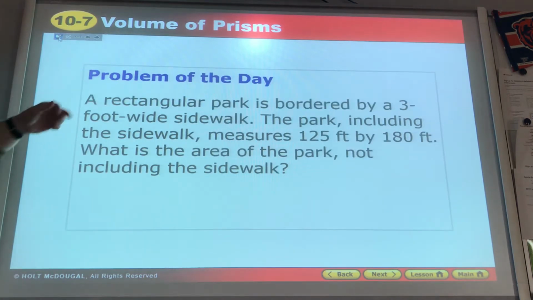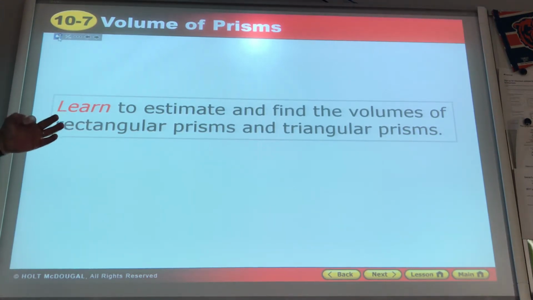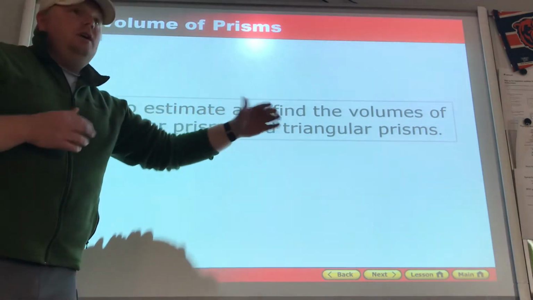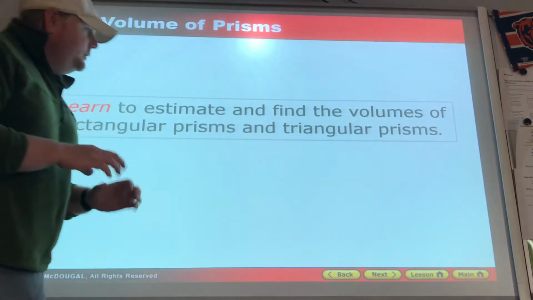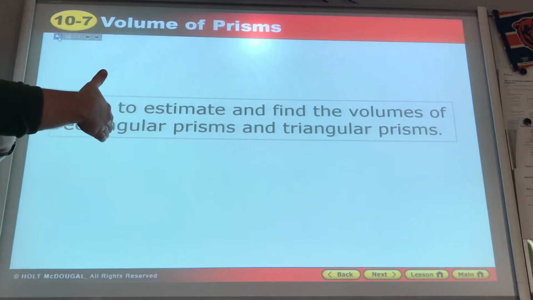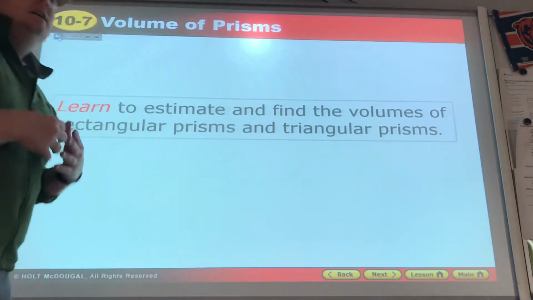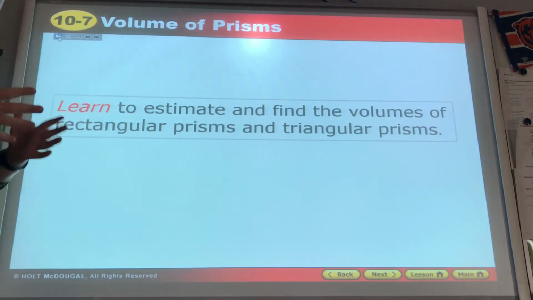All right, problem of the day. Today we learned to estimate and find the volumes of rectangular prisms and triangular prisms. So, a tissue box will be helpful with this. If we have any old Pink Floyd people out there, you can think of the triangular prism that they shine the light through. That's what a triangular prism is. If you take a piece of paper and fold it into a triangle, you think of the two blank ends as the bases. That's something you can work with to show yourself this is what I'm dealing with.